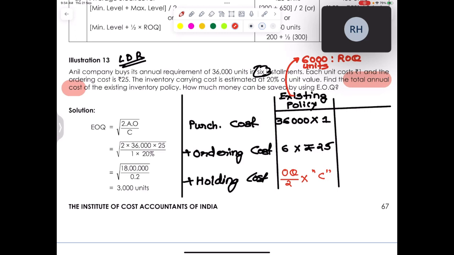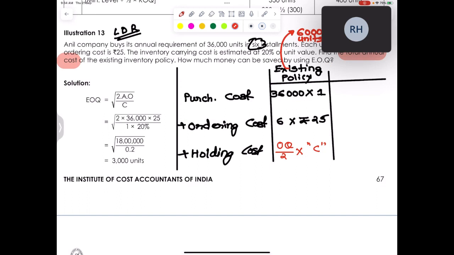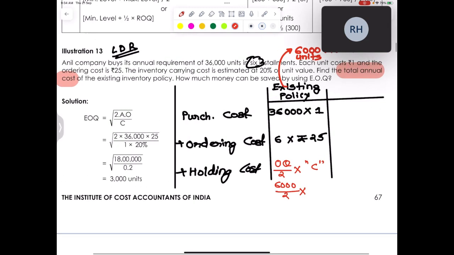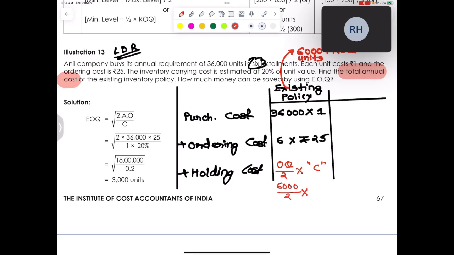Okay, so now how much quantity we are ordering in a single order? It's 6,000. Okay, the average is 3,000. And how we will compute the carrying cost per unit per annum? It's very simple. The purchase cost is 1 rupee and the carrying cost is 20%. तो 1 rupee का 20%. So ये आपका आंसर आ जाएगा बेटा, 0.2. So this will be the total annual cost under existing policy.